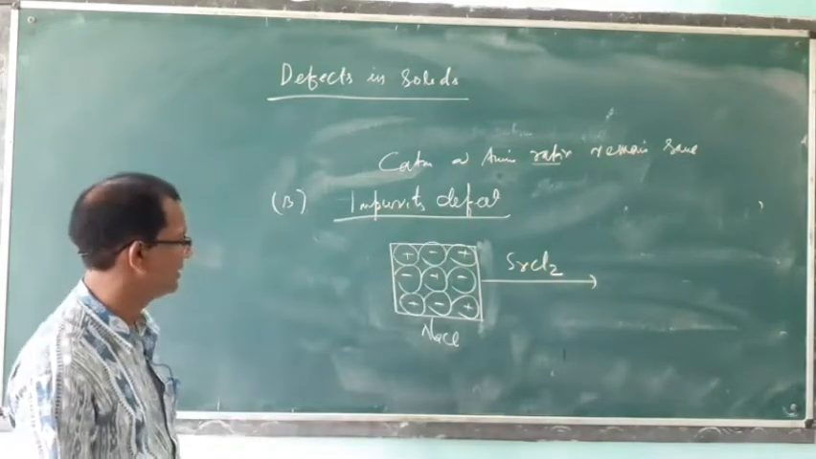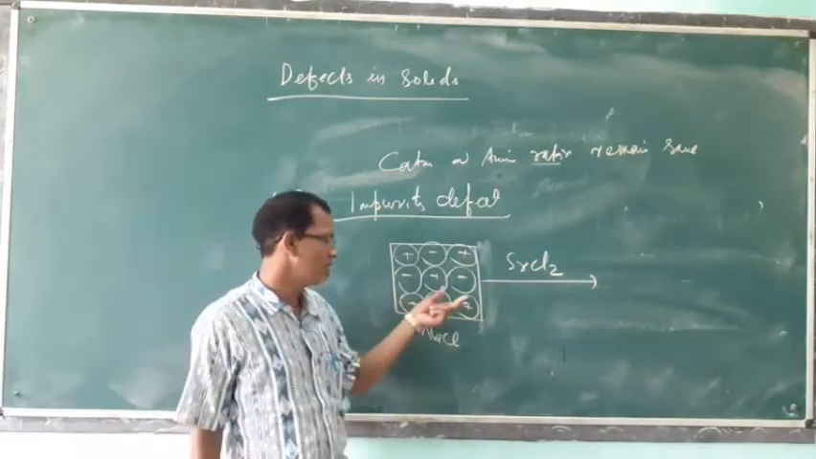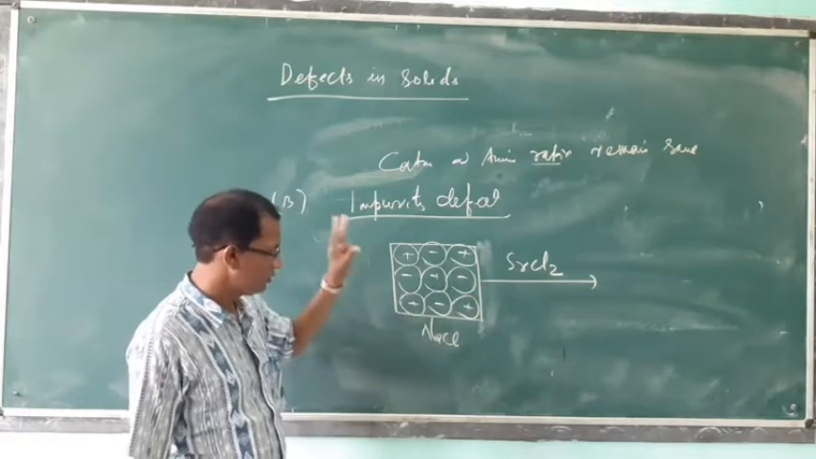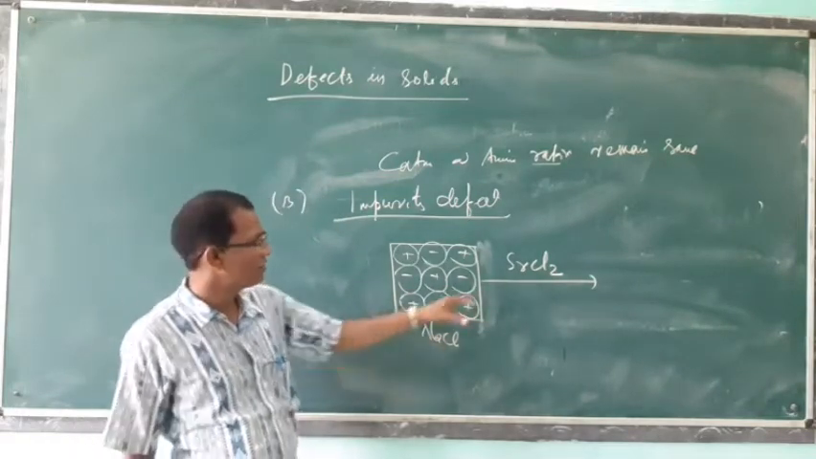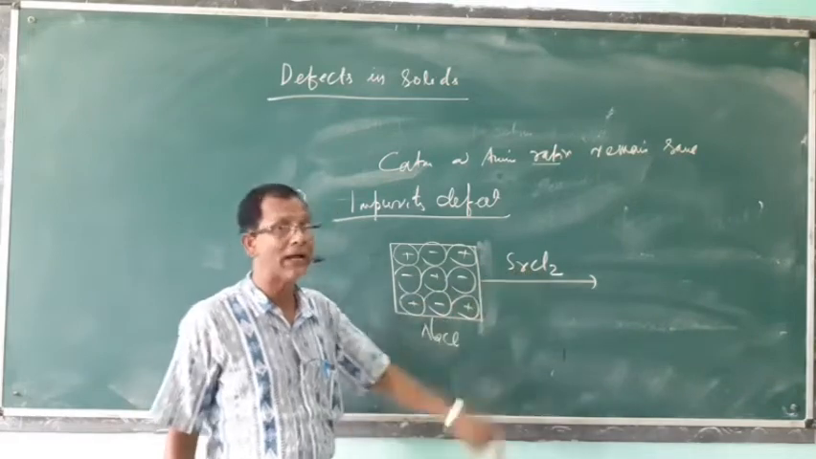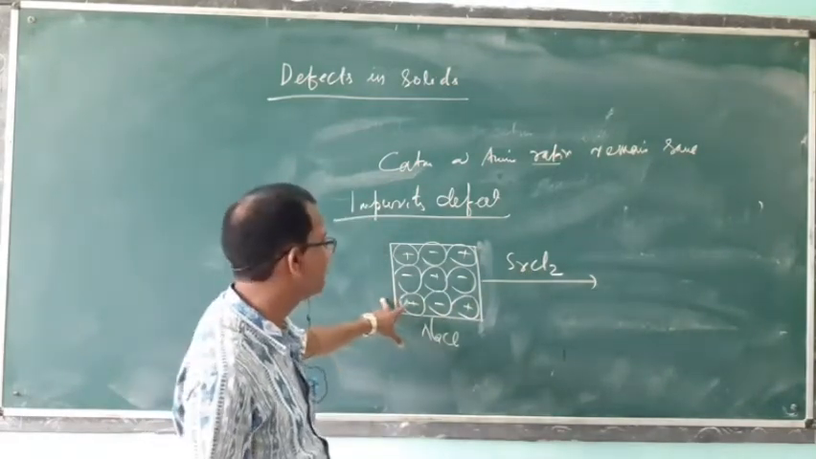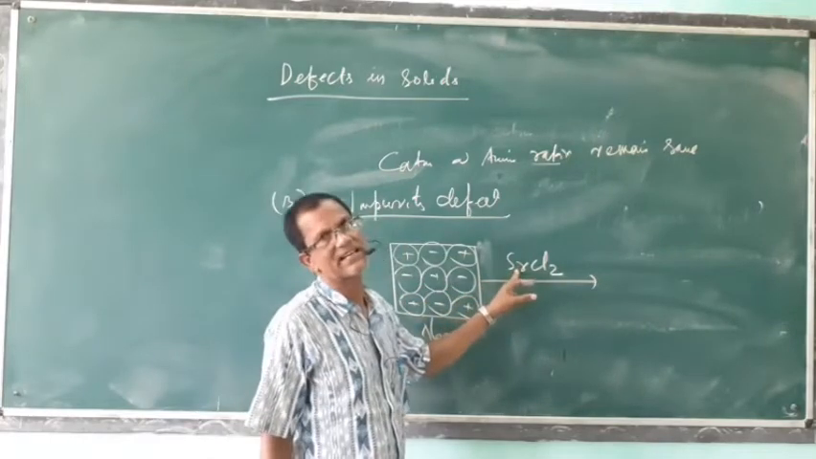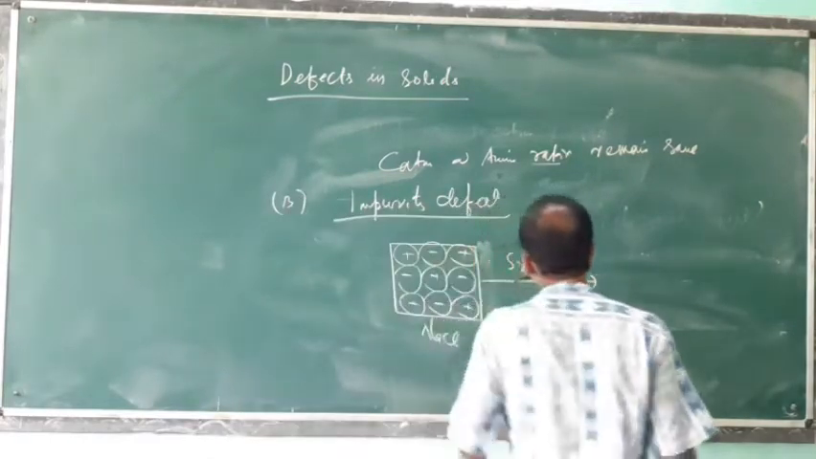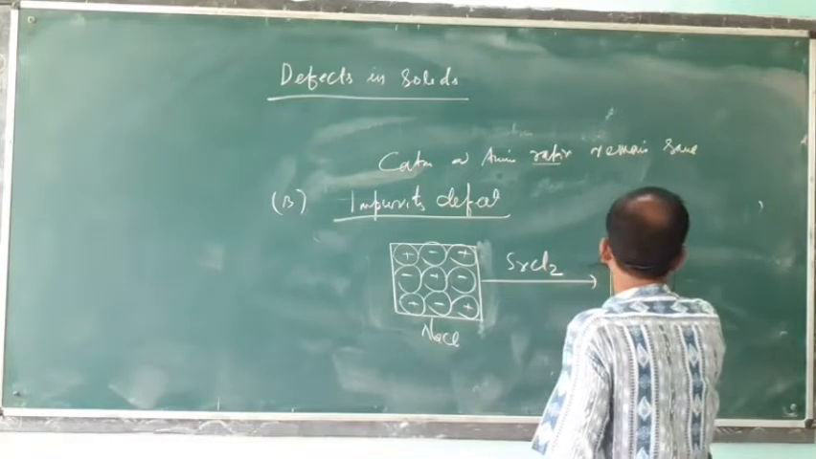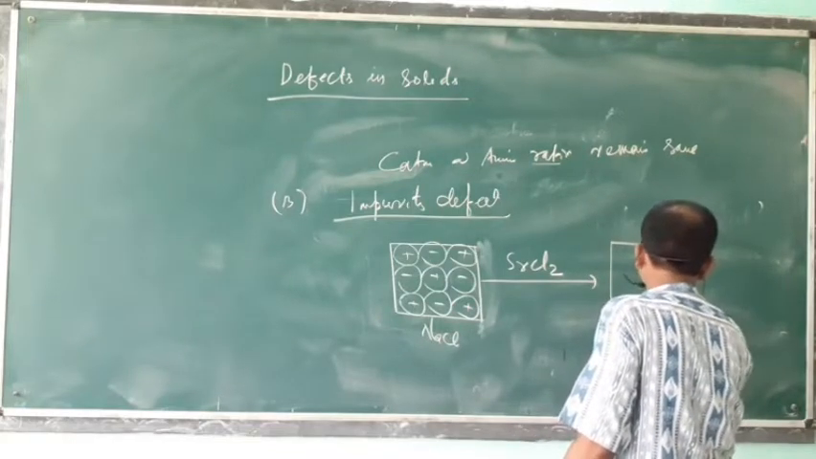Look clearly here: when strontium chloride is added to the sodium chloride, it is a perfect crystal of sodium chloride, and we are adding impurity SrCl2. Then what happens during heating?